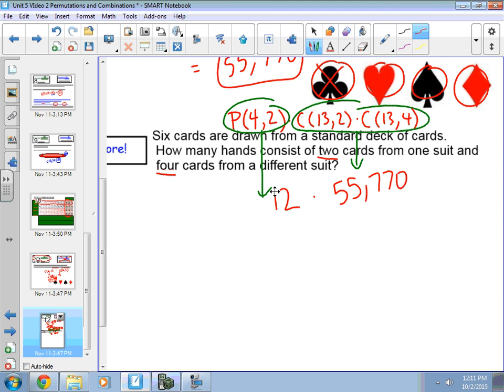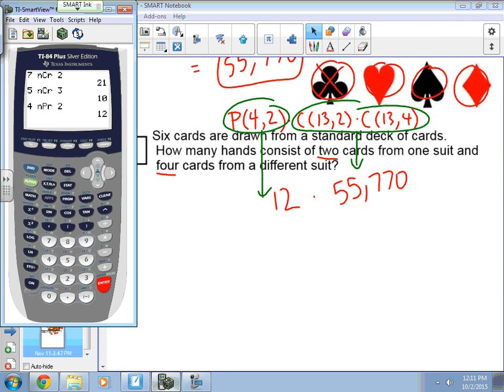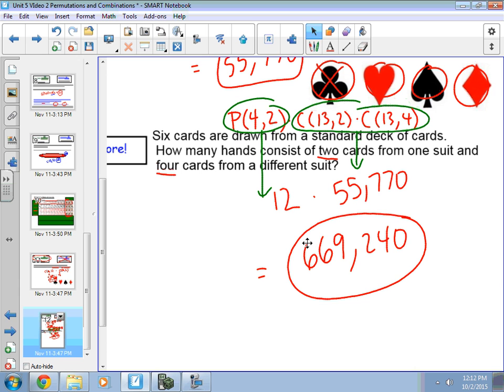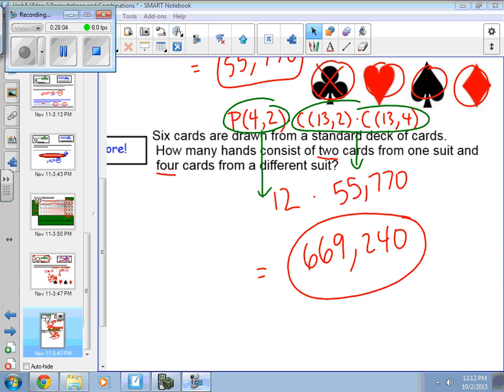Now we have to multiply these 2 numbers together to get the total. So 12 times 55,770. The total ways of getting 2 cards from one suit and 4 from the other would be 669,240 different ways. Okay, so that's permutations and combinations. Why don't you try some of these out now on your practice sheet?